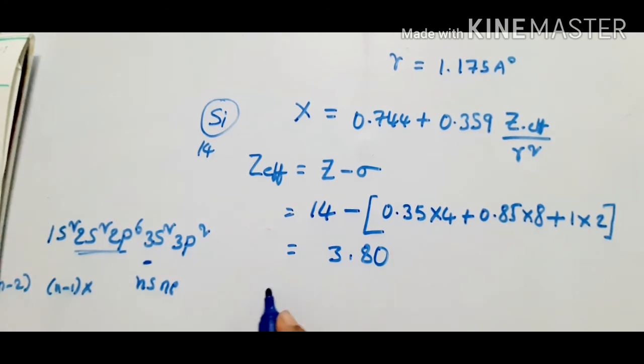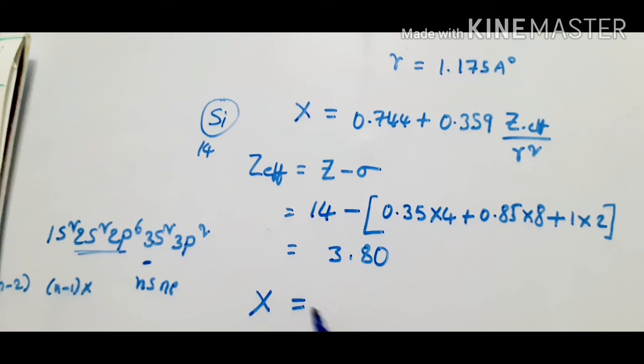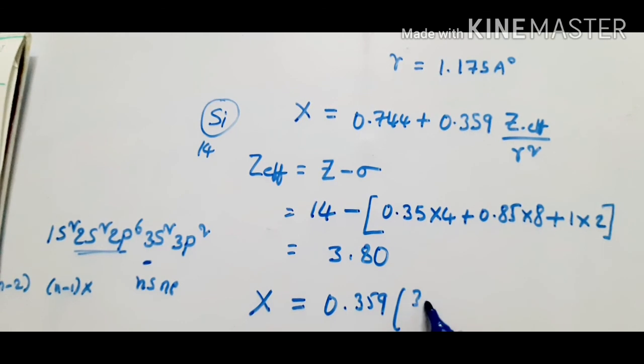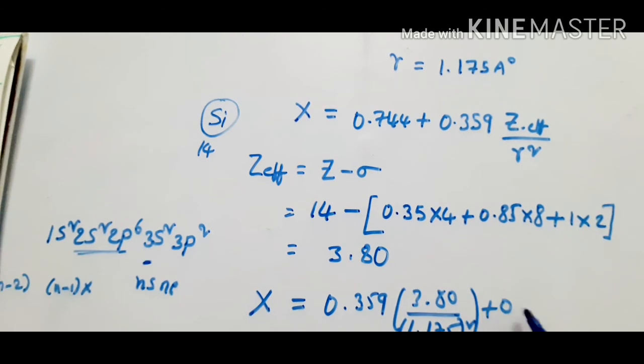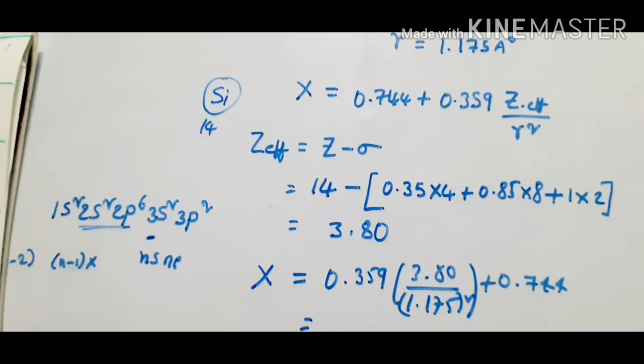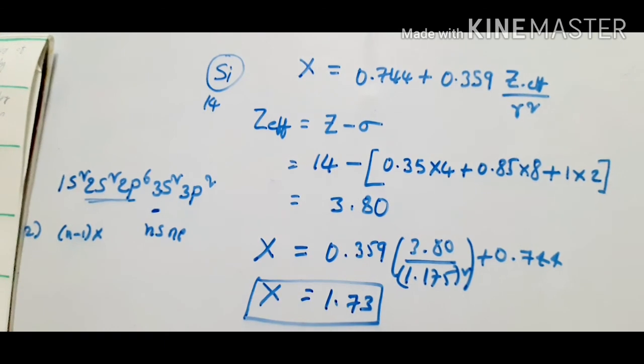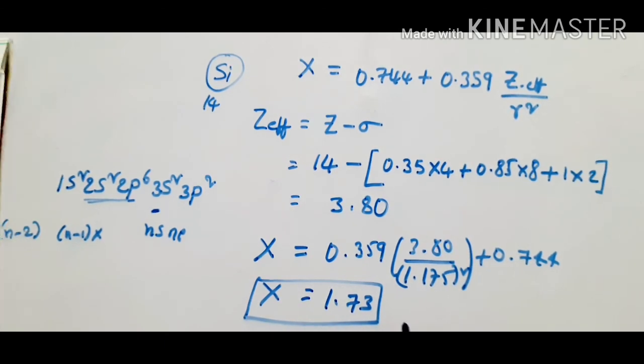When you substitute these in the Allred-Rochow method formula, you will get 0.359 into 3.80 by 1.175 whole square plus 0.744 equal to 1.73. I am giving you directly. This is the electronegativity based on the Allred-Rochow method.